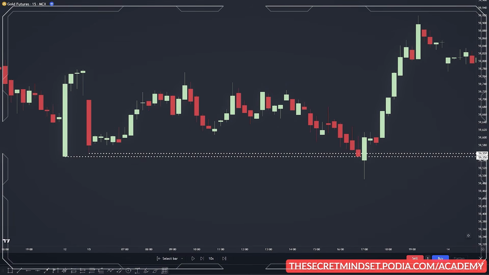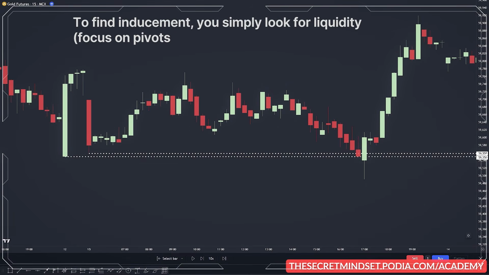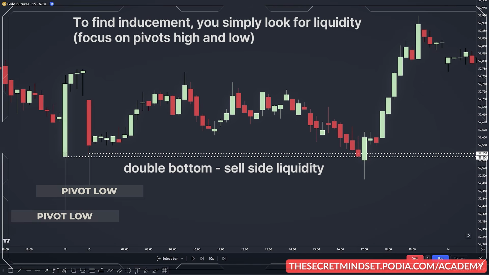To find inducement, you need to look for liquidity. We talked before about strong pivots and buy-side and sell-side liquidity. So for instance, when you see equal lows forming a double bottom, that creates a support level. Traders buying at this support will place their stop losses below these lows, creating a pool of sell-side liquidity. Smart money players can use this liquidity to fill their own positions.